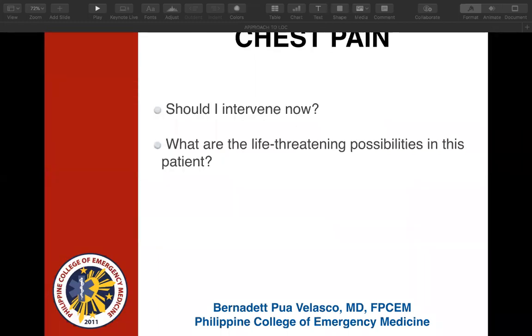Okay. In clinical evaluation of the patient, your initial question should be, should I intervene now? And what are the life-threatening possibilities in this patient? The answers are usually apparent within the first few minutes after assessment of the patient's appearance, ECG, and vital signs. So upon arrival at the emergency department, when the patient is coming in because of chest pain, you should already know if you need to intervene immediately or if there are life-threatening possibilities happening to that patient.